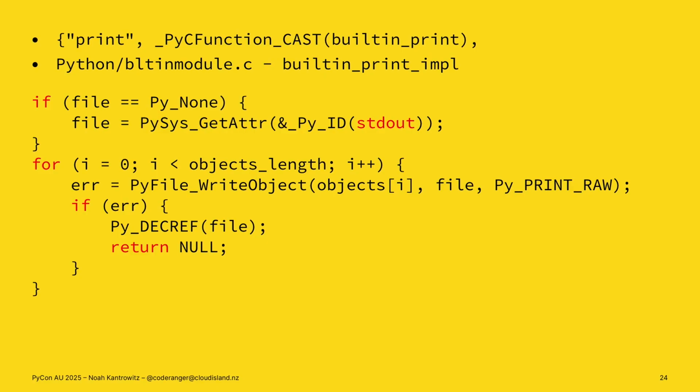When we execute the call opcode, it's going to start running this function built-in print impl. Now, most of the code in there is dealing with parsing and validating the arguments passed into it because print is an extremely complicated function. But deep down, we see some of the shape that we expect. We're getting a reference to something called stdout from the sys module, and then we're calling write object on each argument in turn. We're 24 slides in. We've got to be close to seeing our hello world, right?